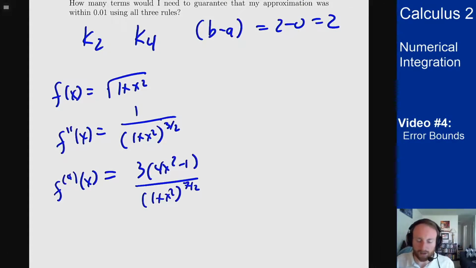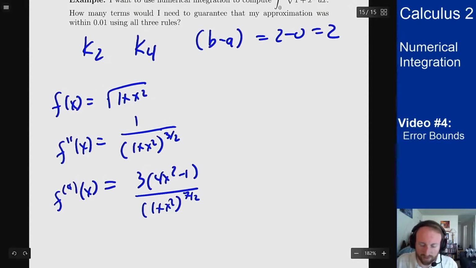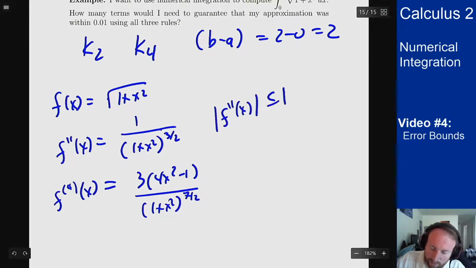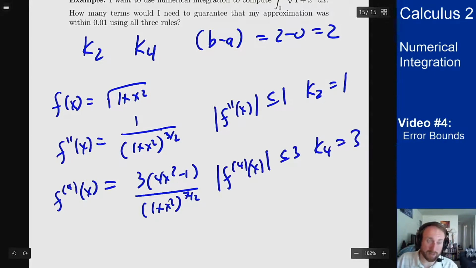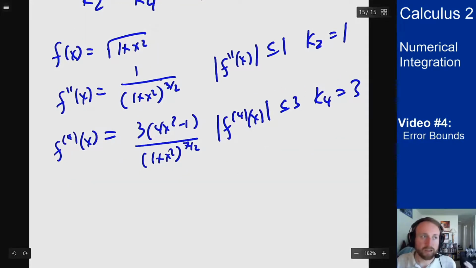Now, I need to pick a number that's bigger than f double prime on all of 0 to 2. Well, that number should be 1 because this thing's always less than 1. So f double prime is always less than 1, so I can pick k2 to be 1. And for the fourth derivative here, I can use 3. It's going to be 3 when I plug in 0, and it's not going to get bigger because of how the denominator and numerator scale. So that gives me my setup. Let's see what that gives us for our errors.